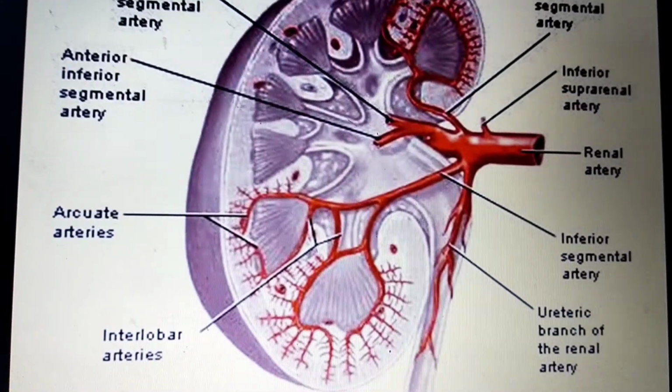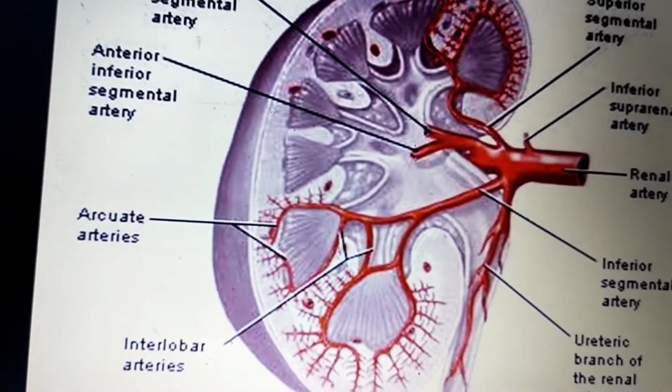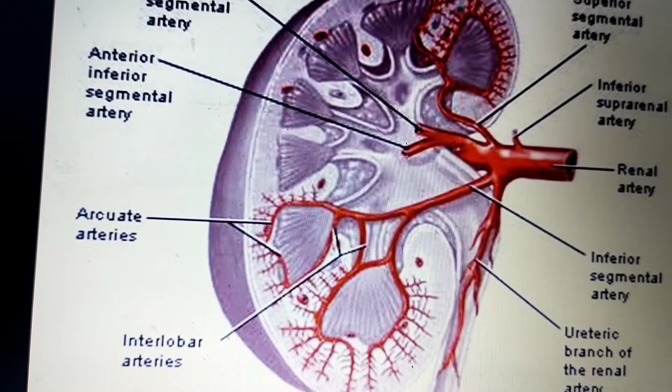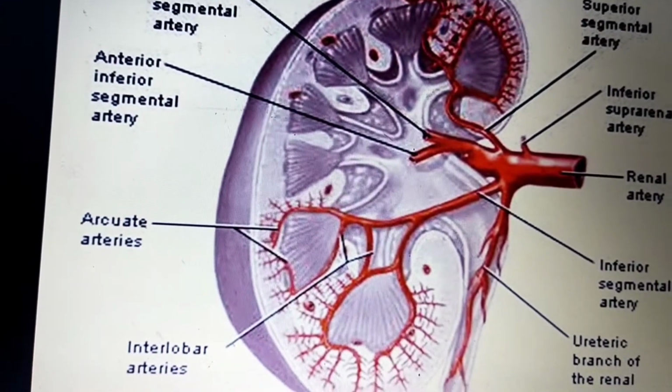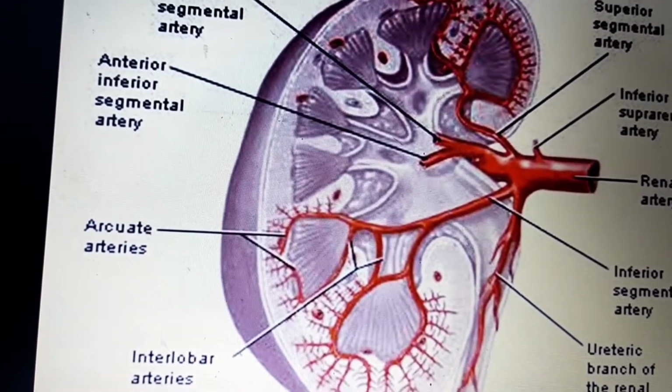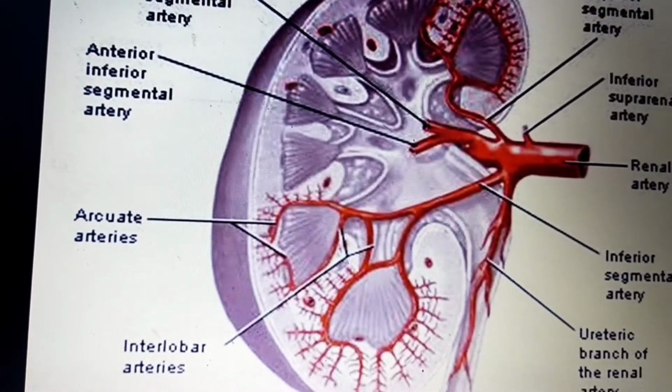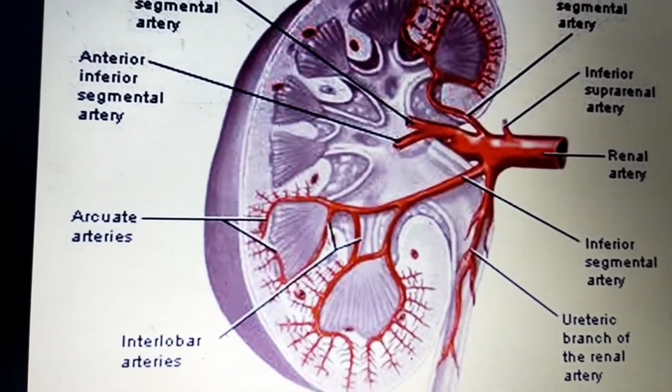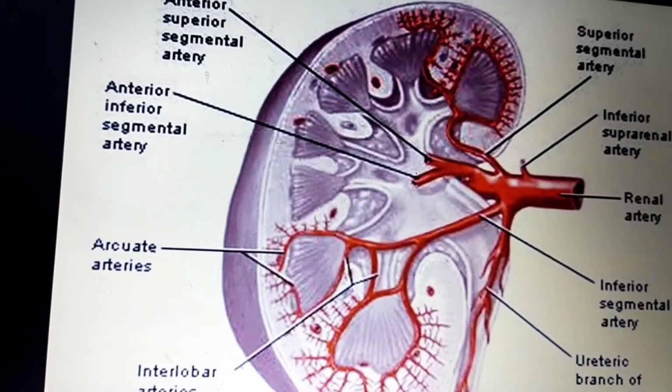The whole thing, one single unit, is called a lobe. Interlobar means between the two lobes. What is the space there? That space is called interlobar. It is also called a column, the renal column.